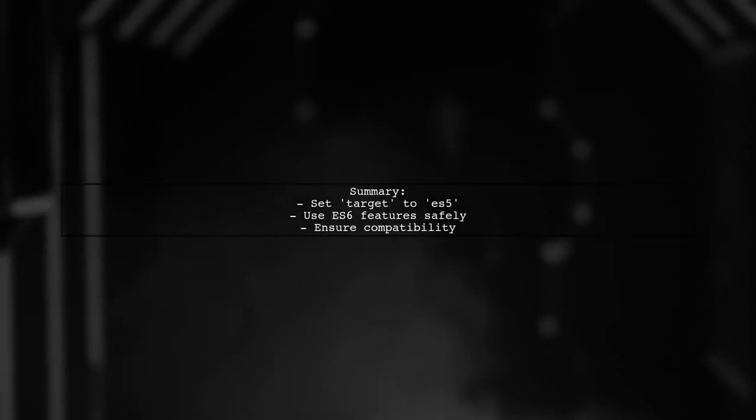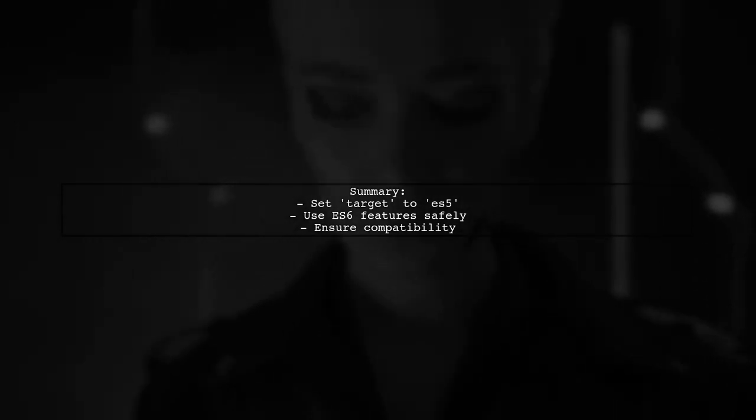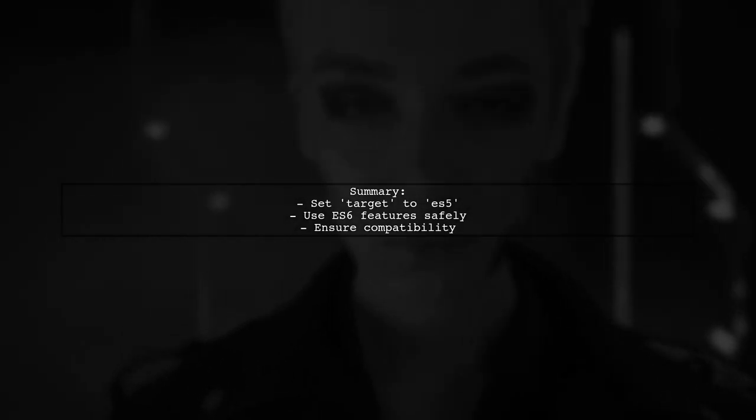In summary, adjust your tsconfig.json by setting the target to ES5 to use ES6 features while ensuring your code runs in environments that only support ES5.